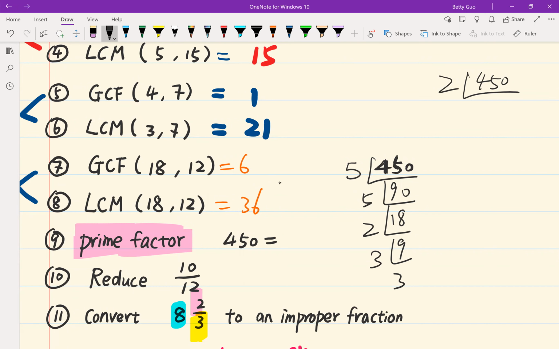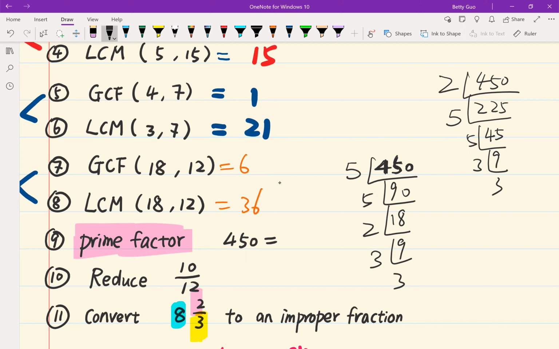Divide 450 by 2, we have 225, right? And 225 is not divisible by 2 anymore, it's not even, but it's divisible by 5, right? Divided by 5, what do we have? 45, right? And 45 is 5 times 9, 9 is 3 times 3. So the order doesn't matter, but you need to make sure every step is correct. All the factors are prime factors. Very basic. That's the first technique we have learned.